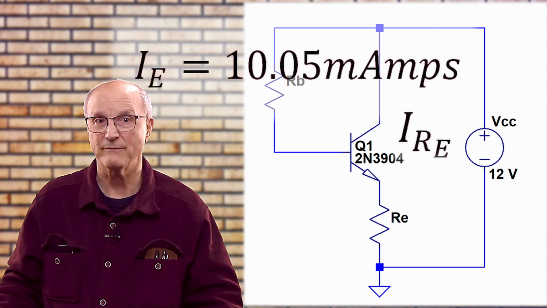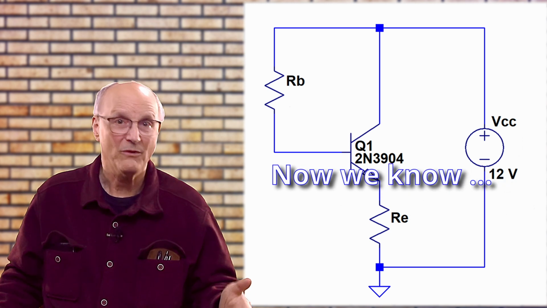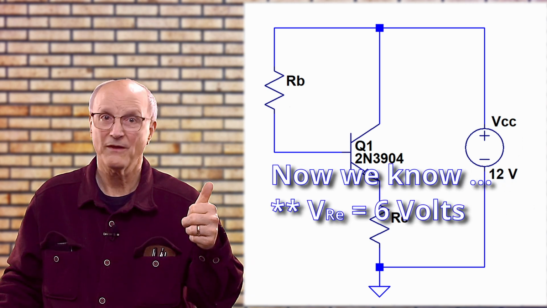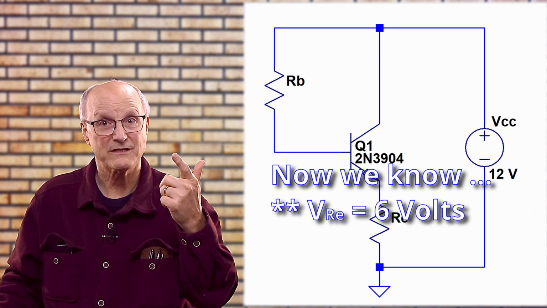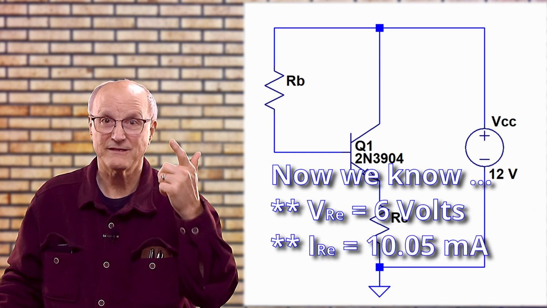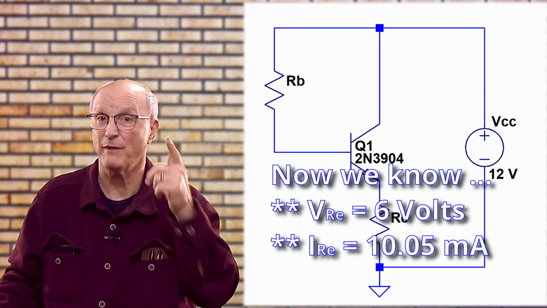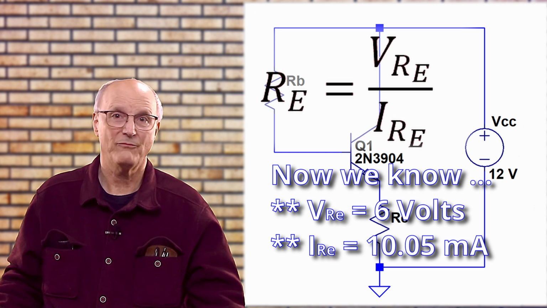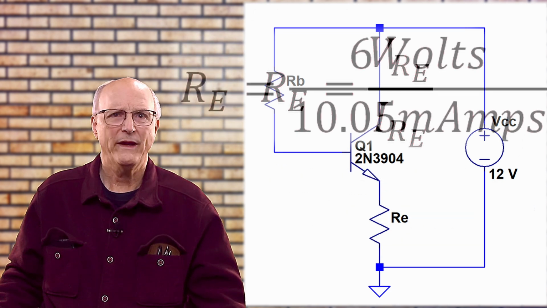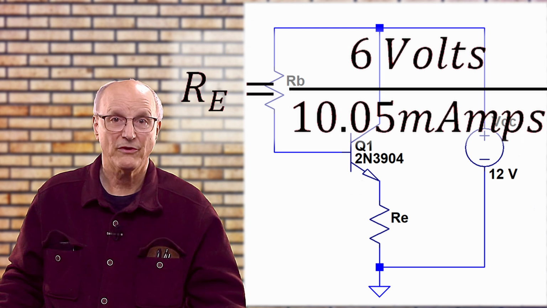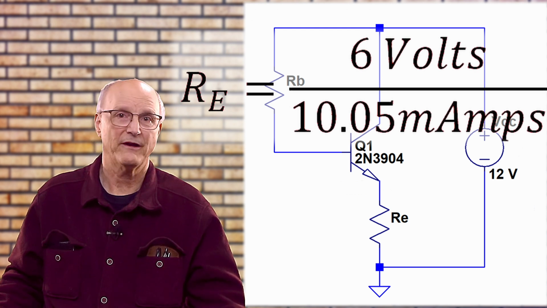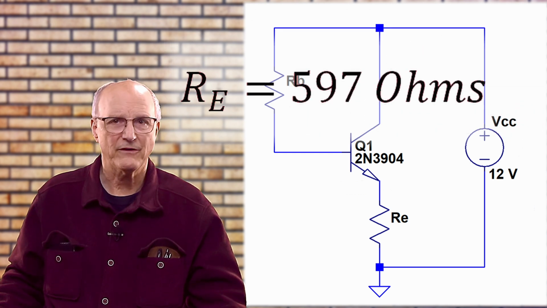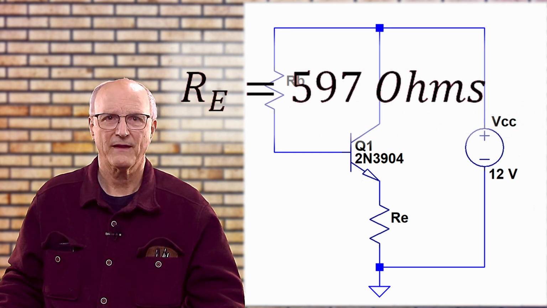which comes out to be 10.05 milliamps. So now we know the voltage across the emitter resistor, VRE, is 6 volts. The current through the emitter resistor, I sub RE, is 10.05 milliamps by calculation. We can go back to our Ohm's law equation and make some substitutions. We get the emitter resistor is equal to 6 volts divided by 10.05 milliamps, which gives us 597 ohms.